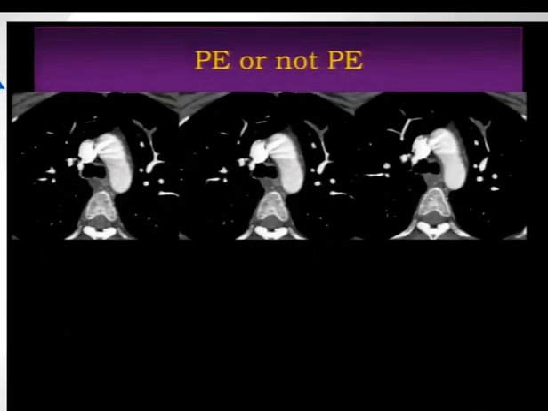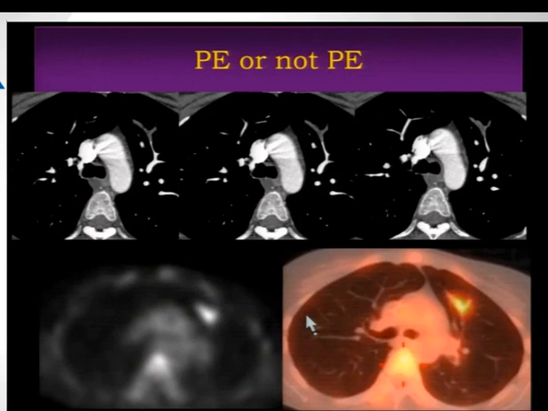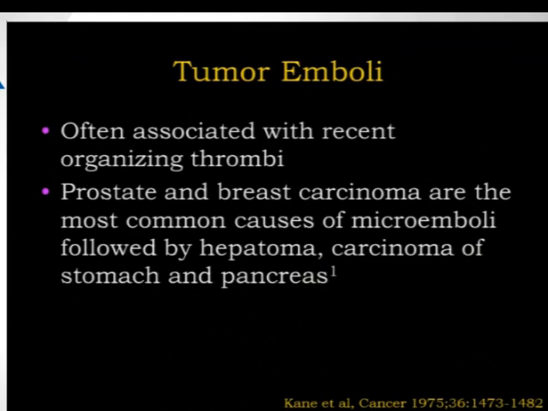There's a patient who we actually read as having a pulmonary embolism, but the patient had a known cervical carcinoma, and so she underwent a PET CT study for evaluation of metastatic disease, and interestingly, this filling defect actually lit up on PET CT, and this was actually a tumor embolism from the patient's cervical carcinoma. They're often associated with organizing thrombi.